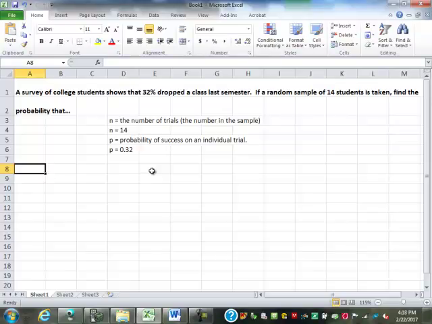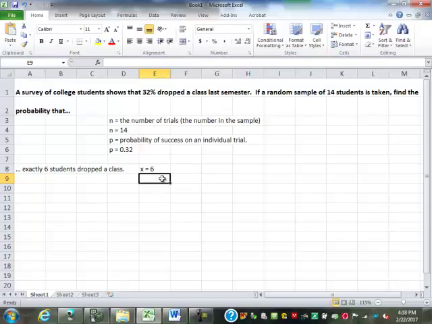So let's say we want to find the probability that exactly 6 students dropped a class. We're going to imply last semester. So out of those 14, the probability is exactly 6. So n is 14, p is 0.32, x now equals 6 because we want exactly 6 who dropped a class.